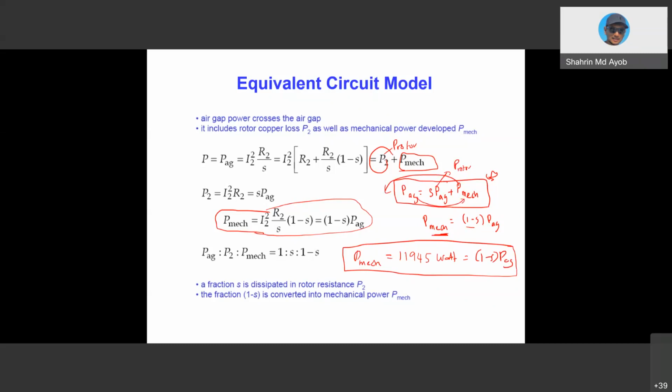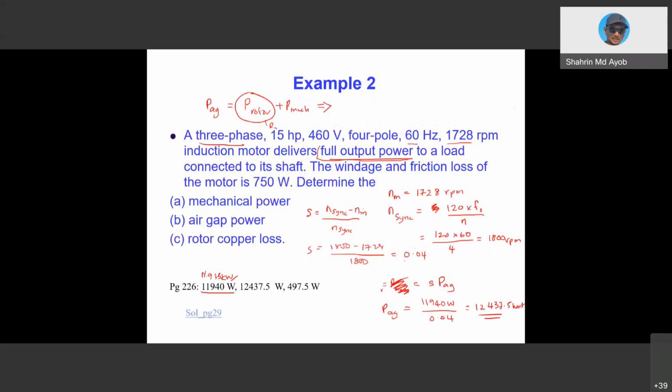Sorry for that. Thank you for letting me know. So meaning that P air gap is equals to P mechanical over (1 minus S). So this one means 1 minus 0.04. Sorry for that. Should get 12437.5.